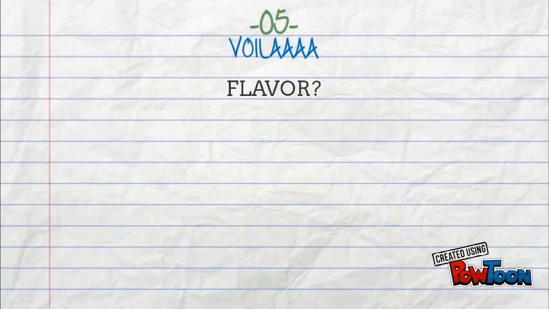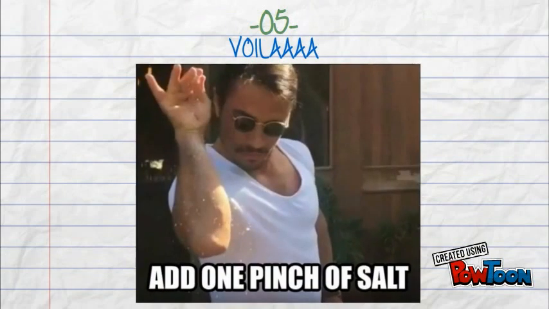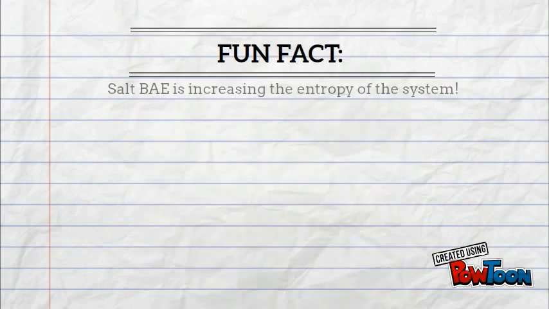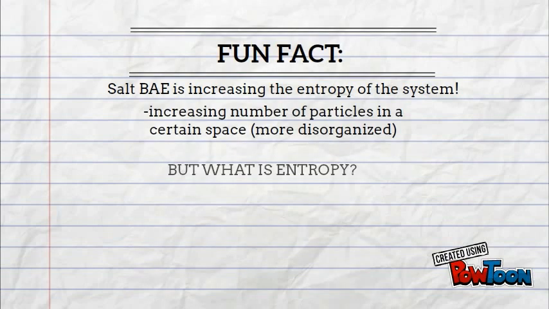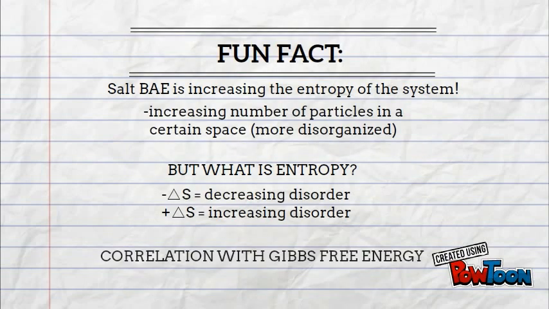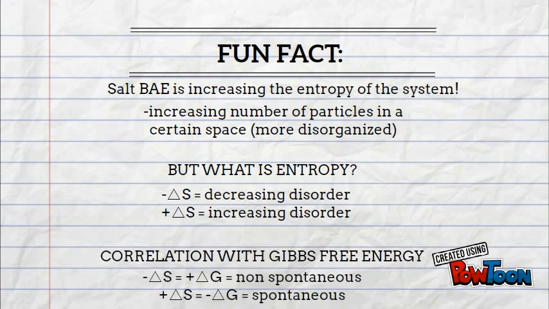But wait, you need flavor, right? If you want flavor, add a pinch of salt. Fun fact, salting is increasing the entropy of the system. By adding salt, you are increasing the number of particles in the closed space, creating more disorder. Entropy is denoted by delta S with a negative, indicating decreasing disorder and vice versa. It correlates with Gibbs free energy, where a negative S indicates a positive G, which is non-spontaneous and vice versa.